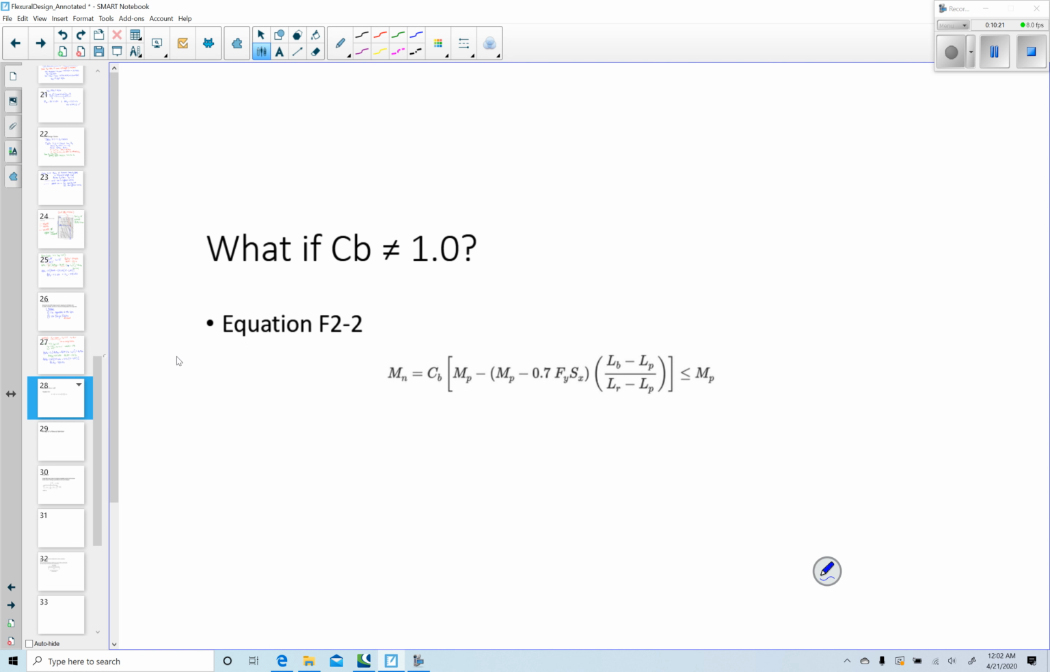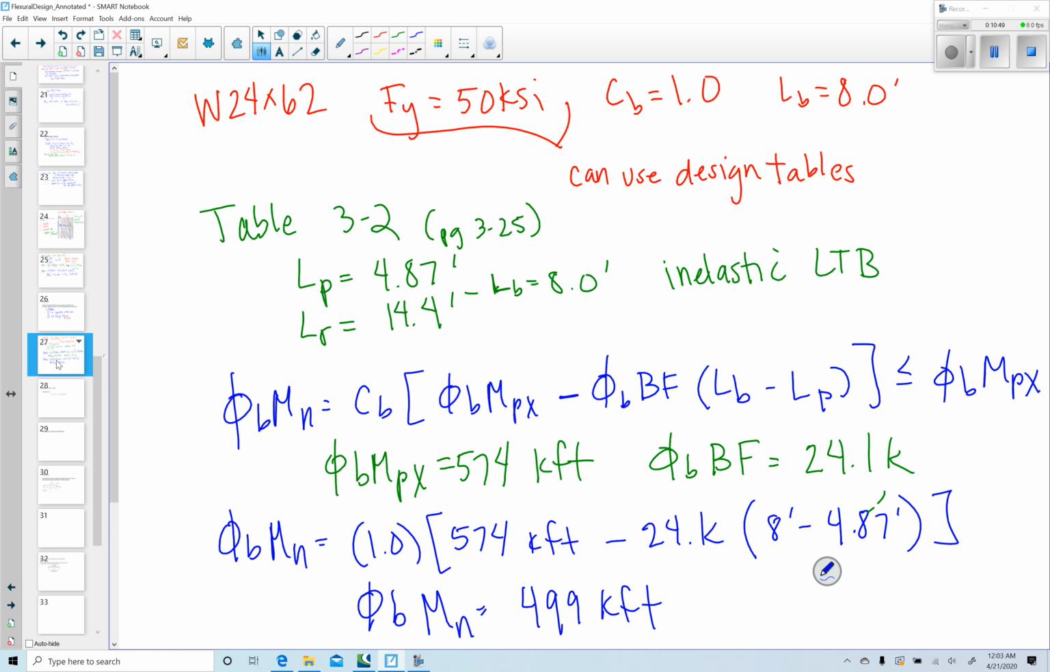So the question is, what if I don't have a Cb of 1? So far I've been assuming that. Okay, so that was my example for finding a capacity. I have another example after this that we can all do together, doing basically the same thing as here.